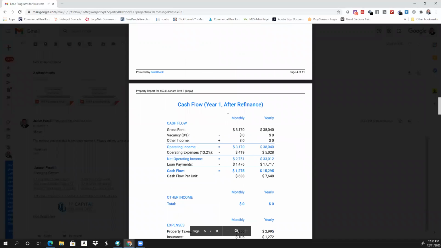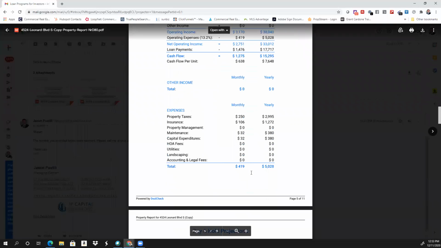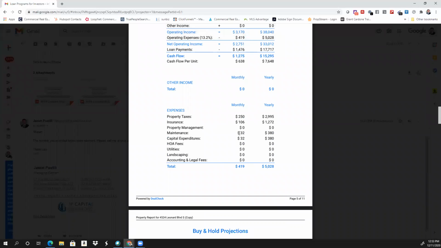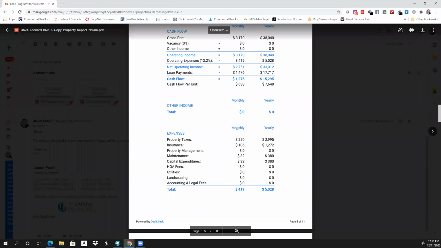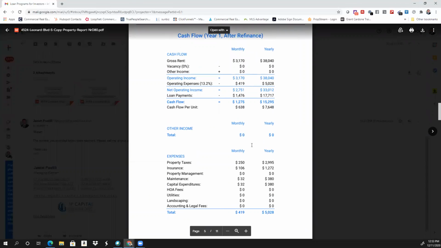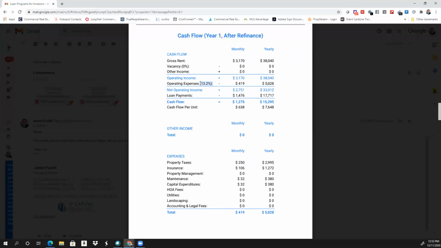Here's the cash flow analysis. So it really breaks it down. All these are zero. Oh, he put a maintenance fee of 32. So he actually did put stuff in there. But for 419, the expense ratio is like 9% or something. It's just 13. Okay, I apologize. But that is so light.